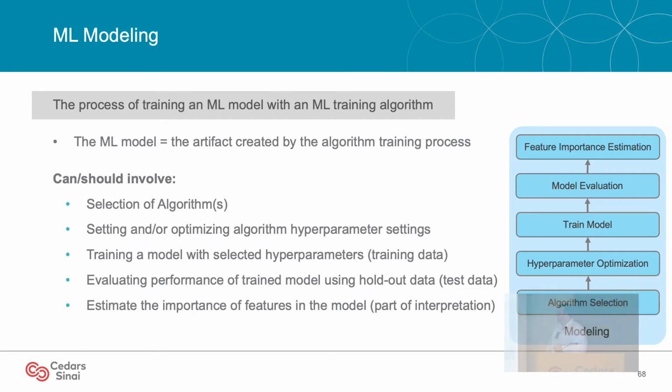Modeling can and should include: What algorithm do I pick? Which set of algorithms do I select to run? How do I optimize the settings of each algorithm to give them all the best chance of performing well? Once I've picked my hyperparameters, how do I train a final model and move on from there? How do I evaluate my models based on whether I'm doing classification or regression? And lastly, towards interpretability of our models, how do we conduct feature importance estimation?